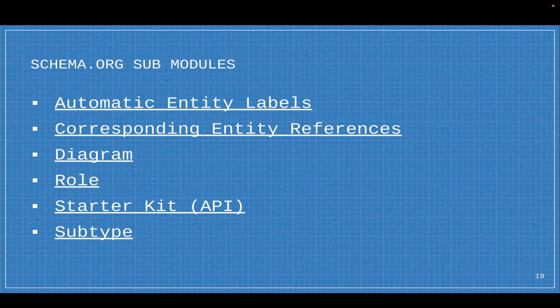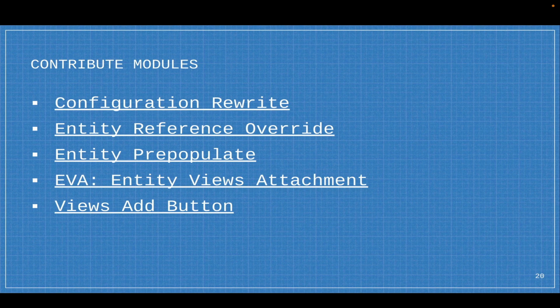So the automatic entity labels creates a person title from their first and last name. The corresponding entity reference does those inverse relationships. The diagram module does those diagrams that you just saw, and you're going to see some more of them. The schema.org blueprints role module manages the roles, the starter kit API, and lastly subtyping, which is really just adding drop-downs to schema.org types as they're created to let you say, I want this to be a little more specific type.